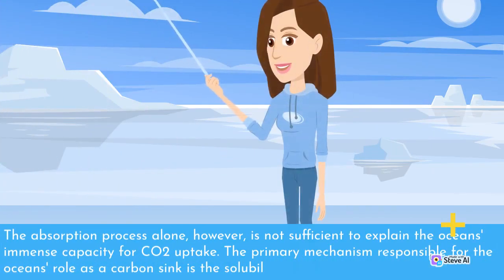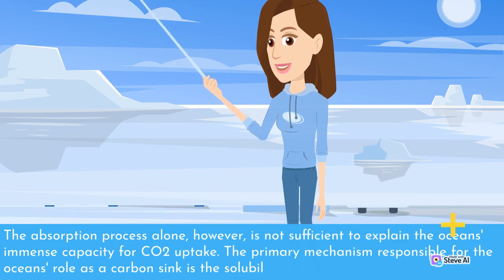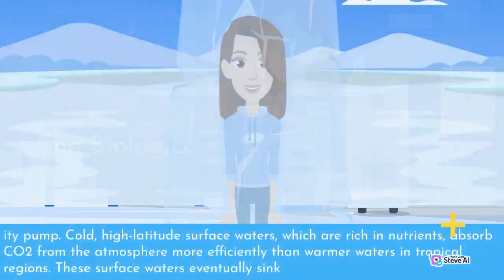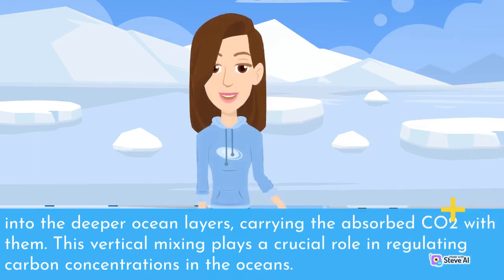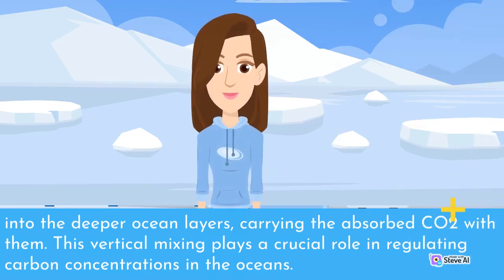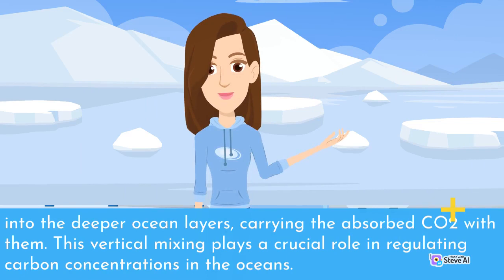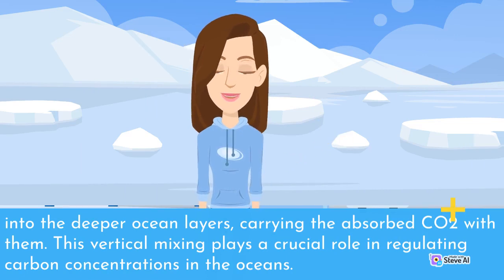The absorption process alone, however, is not sufficient to explain the ocean's immense capacity for CO2 uptake. The primary mechanism responsible for the ocean's role as a carbon sink is the solubility pump. Cold, high-latitude surface waters, which are rich in nutrients, absorb CO2 from the atmosphere more efficiently than warmer waters in tropical regions. These surface waters eventually sink into the deeper ocean layers, carrying the absorbed CO2 with them. This vertical mixing plays a crucial role in regulating carbon concentrations in the oceans.